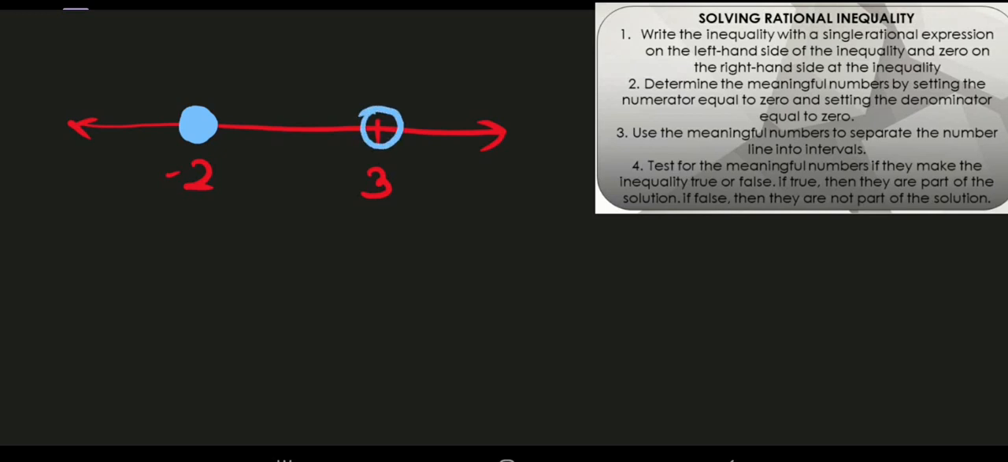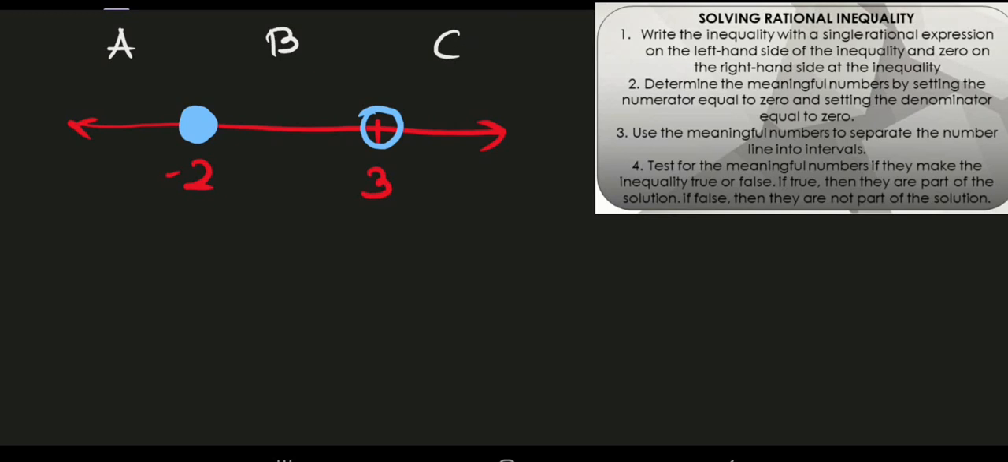Okay, so according to our number line, we have this created interval. So we have this interval A, B, and C. So that is our step number 3. So let's proceed to step number 4.